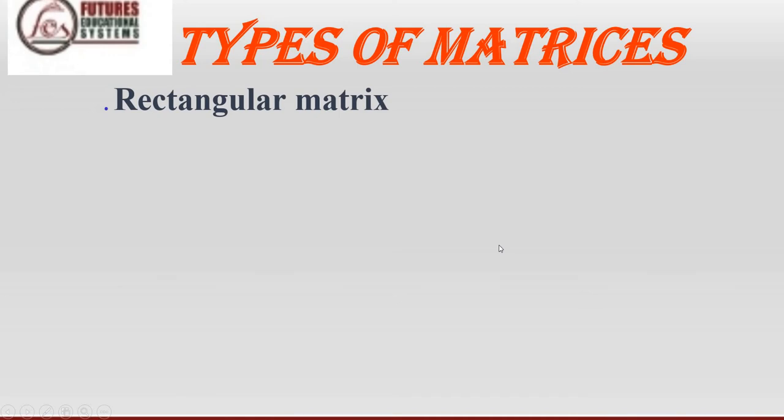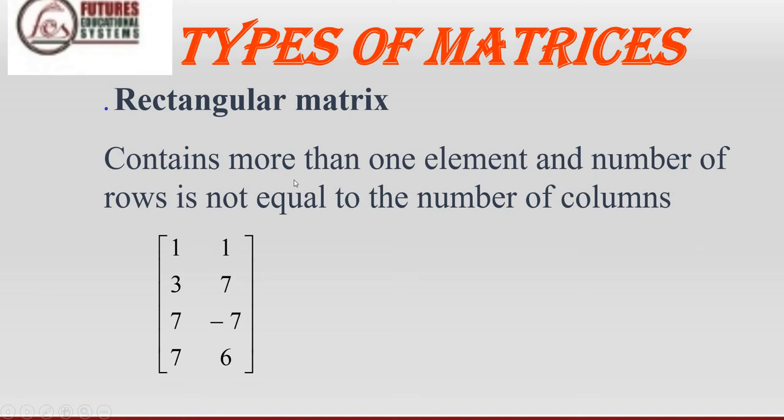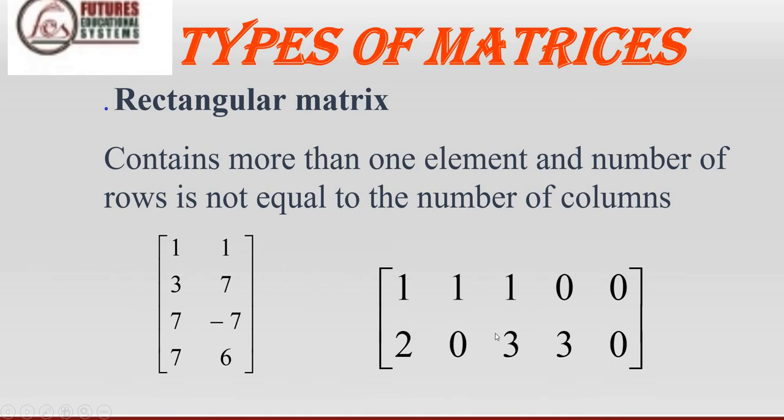Type of matrices, regular matrix. A regular matrix contains more than one element, and the number of rows is not equal to the number of columns. This is a regular matrix, with 2 rows and 5 columns. The number of rows doesn't equal the number of columns.